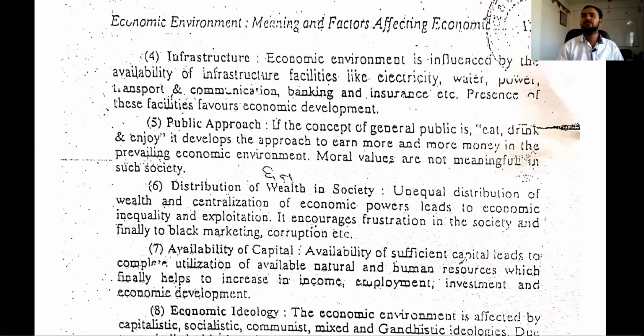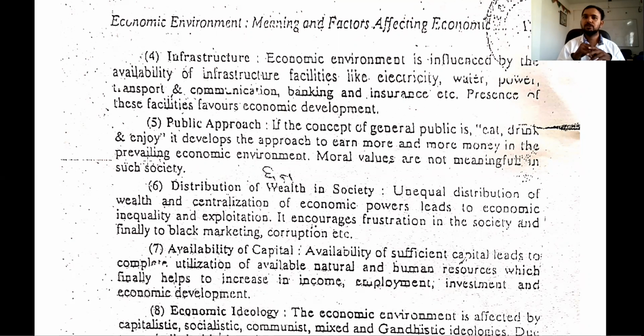Now we have the fourth point: infrastructure. Economic environment is influenced by the availability of infrastructure like electricity, water, power, transport, communication, banking, insurance, etc. Wherever and whenever you start your business at some place, if you do not get proper facilities like electricity, water, and power supply, you cannot control those factors. You need to adjust to it. You need to decide whether you should do your business over here or not, or whether you should change the place for your business. So all these factors are beyond the control of the firm and are considered under the economic factors and under the economic environment of a business.